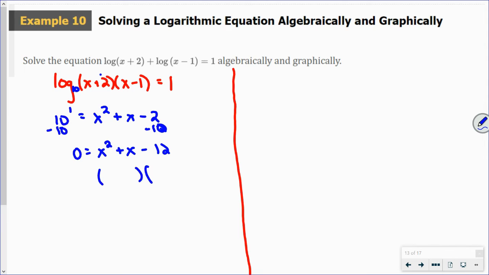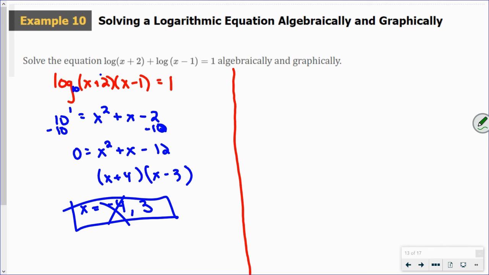So I need factors of 12 that subtract to 1. Signs are different. The bigger one's positive, so that's (x plus 4)(x minus 3). So x would be negative 4 and positive 3. When I go and check, negative 4 plus 2, that's a negative number, so this cannot work. And then 3 plus 2 is 5, 3 minus 1 is 2, so those are fine.